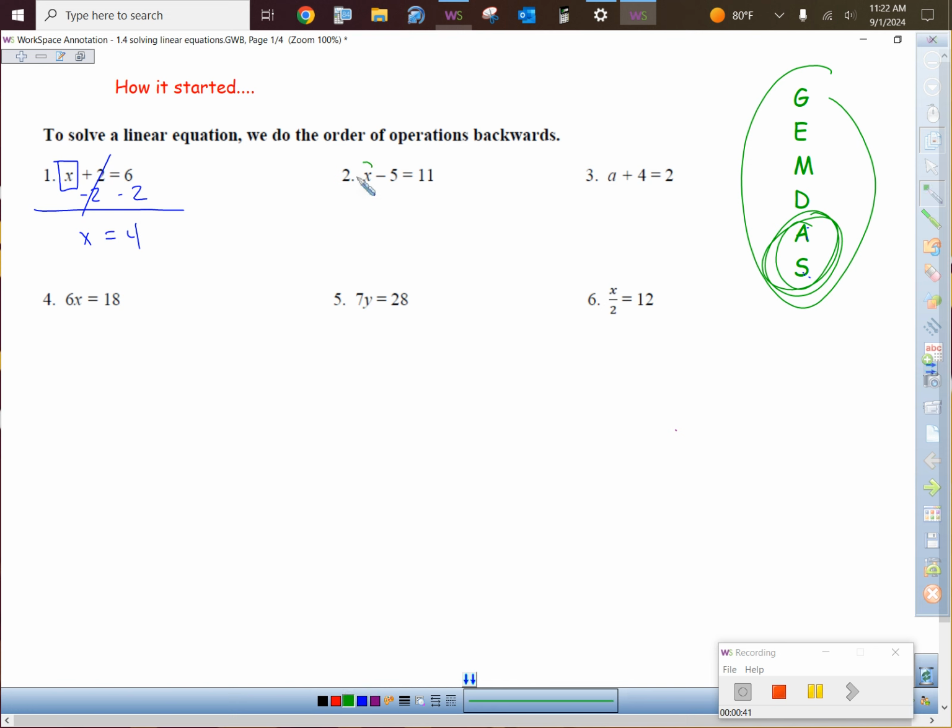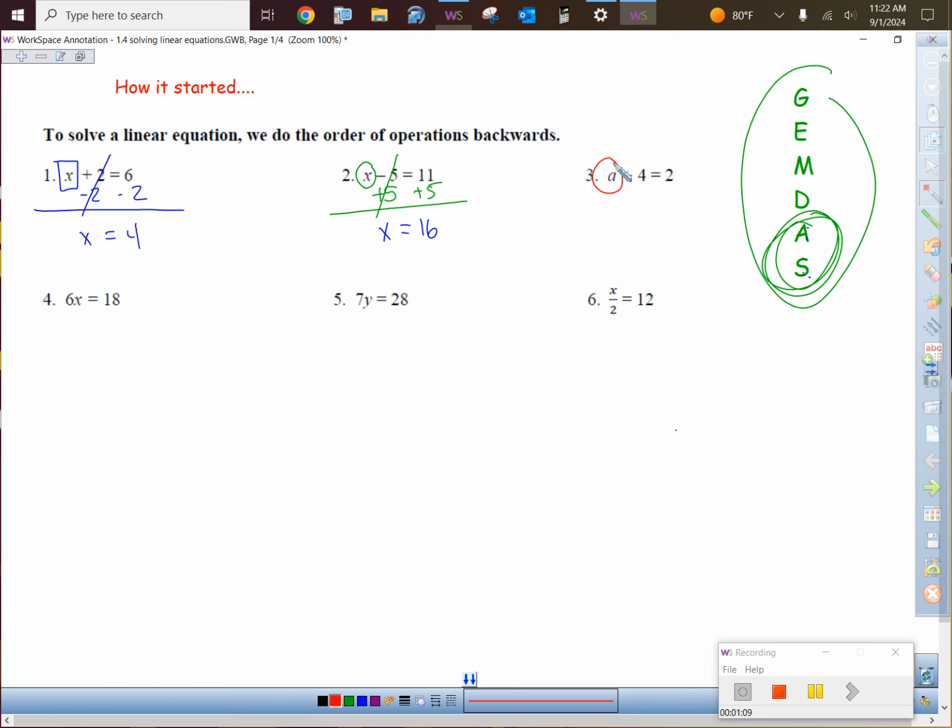So on this one, here's the term with the variable in it. Is there anything being added or subtracted to it? There sure is. There is a minus 5. So to get rid of that minus 5, we do the inverse of that. A lot of people call it the opposite, but it's really called the inverse. We will add 5, but you got to do it to both sides of the equal sign to keep that thing balanced. So x comes down, equal sign comes down, and 11 plus 5 is 16. So there's our final.